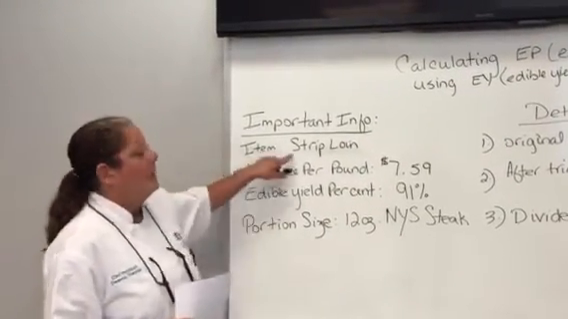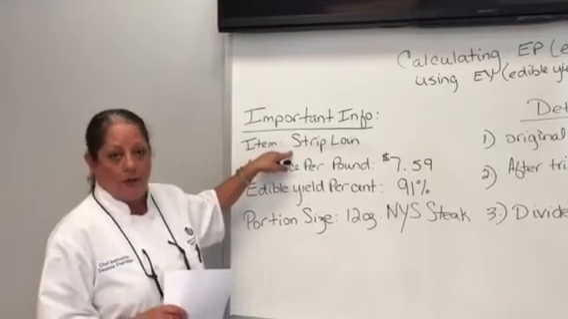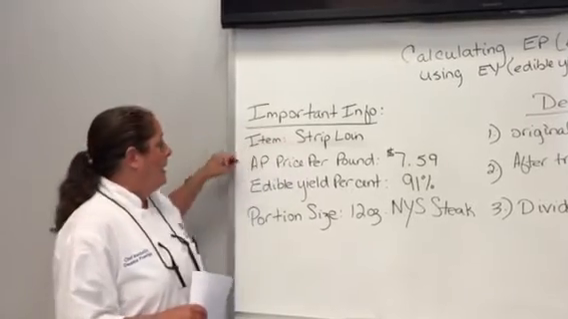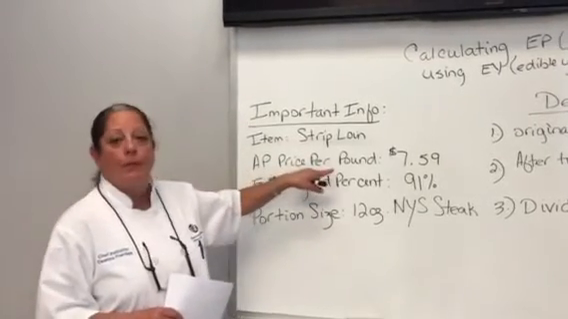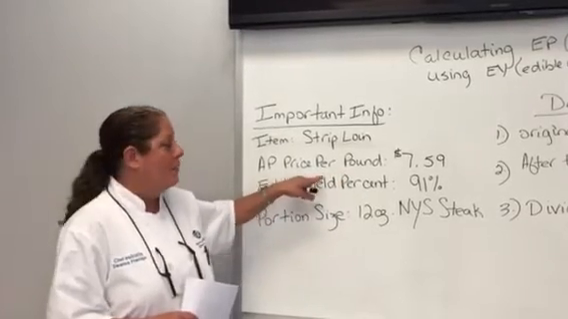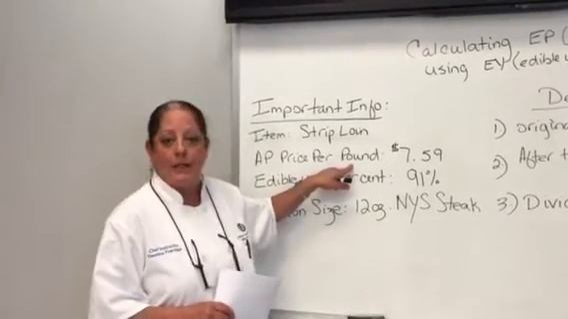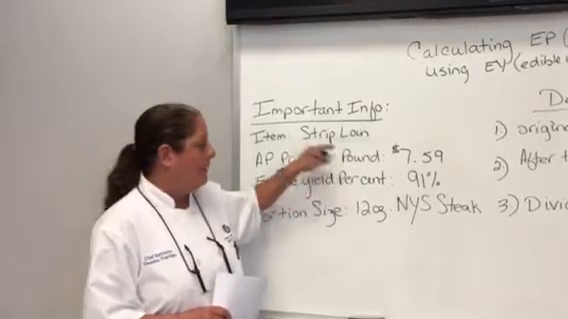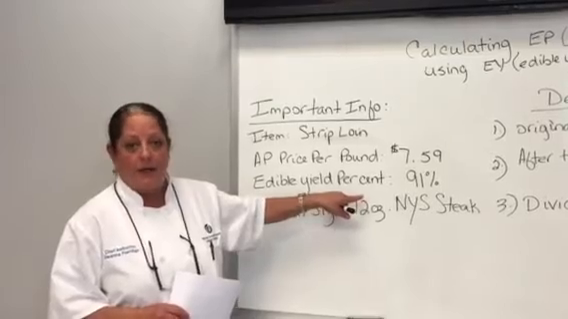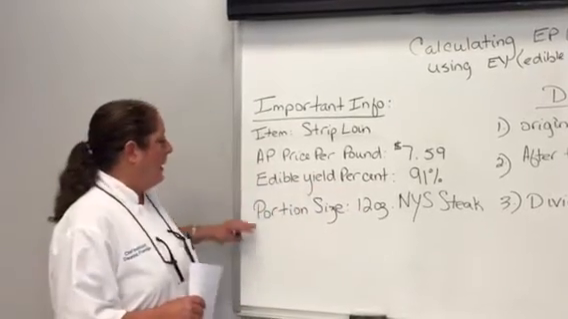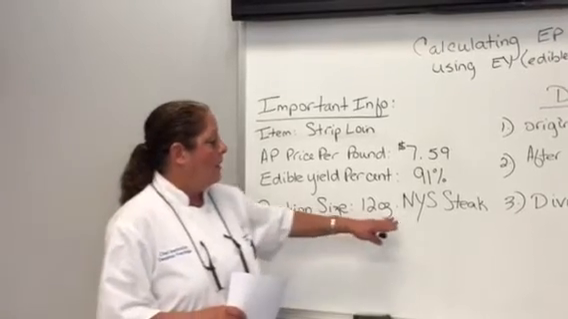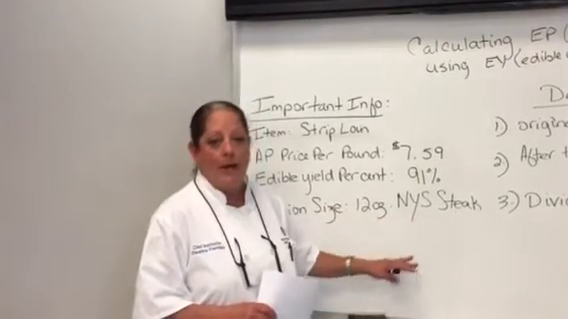First, the item. In this case, we're going to work on strip loin, and take a look at the pictures below this video after you're done. You have to know what your AP price per unit or per pound or per count is. And in this case, we're using per pound because we purchase the meat by the pound. Then you need to know what your edible yield percent is, and we'll discuss how to determine that. And you also have to know what your portion size is. In this case, we're going to have New York strip steaks, 12 ounces.